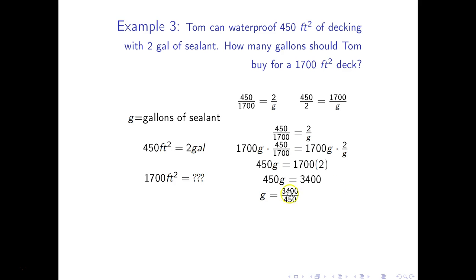Well, the first thing I notice when I'm looking at this is I can divide 10 from both of them. And if I take 10 out, I can also take a 5 out of that. So if I take 50 out of here, I get 9. Take 50 out of here, I get 68. Well, 3 and 9 do not go into 68, so I can't reduce that anymore. So our answer is that Tom needs 68 ninths of a gallon of sealant.